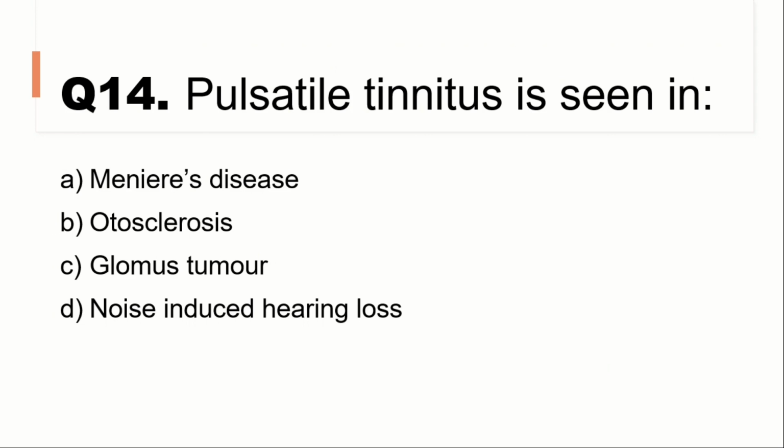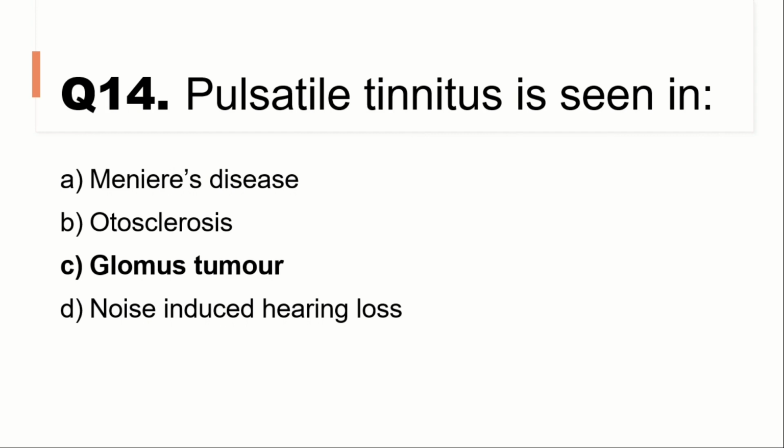Next question. Question number 14. Pulsatile tinnitus is seen in option A. Meniere's disease, option B. Otosclerosis, option C. Glomus tumor, and option D is noise-induced hearing loss. So the correct answer here is option C.